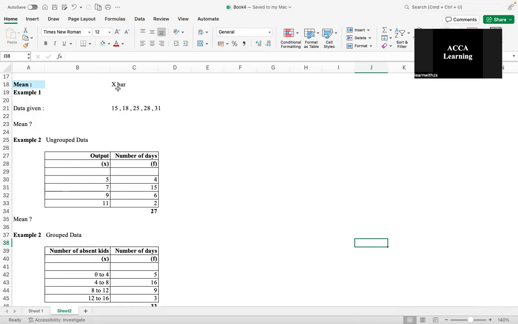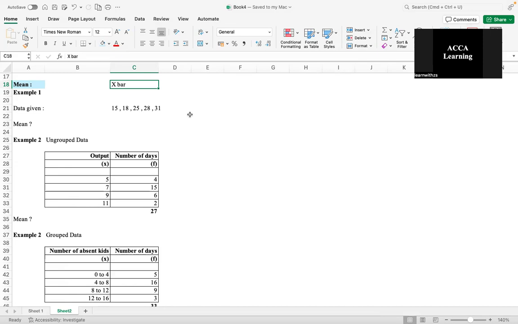Mean is denoted by something called your X bar. So above the letter X, there is a horizontal line which denotes the symbol. So what is mean? Mean is also known as arithmetic mean. It is a measure of central tendency. It basically represents the value of a set of numbers, right?